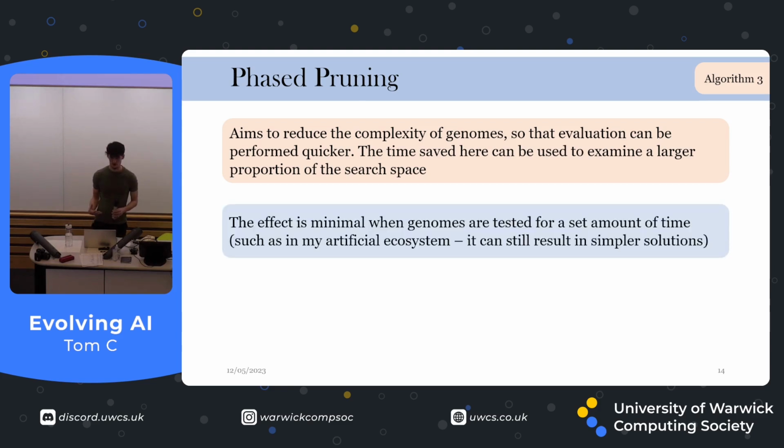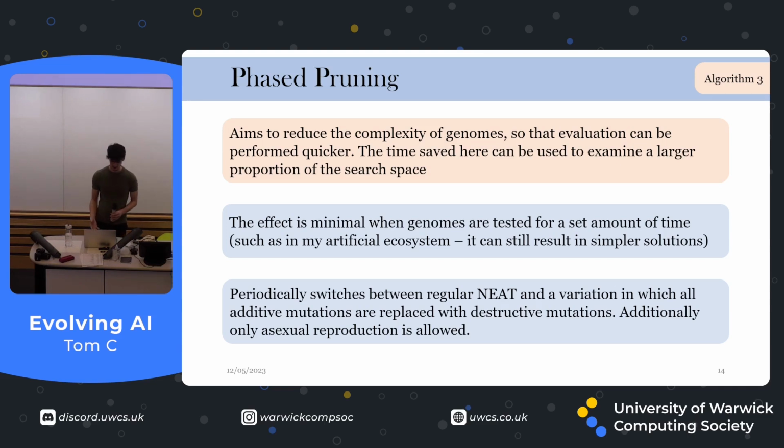So because of my environment, I'm testing agents for 30 seconds by default. And so there isn't really a benefit to making simpler networks that can be evaluated quicker. They're going to be evaluated for 30 seconds regardless. But in environments where the evaluation speed can be a factor on the learning rate, this would be a positive.